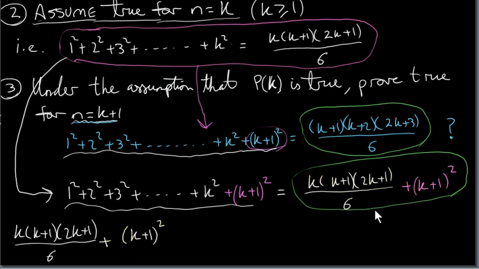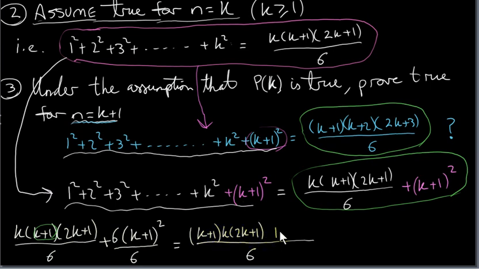So now I've written this thing over here. Notice that we can write k plus 1 squared as 6 times k plus 1 squared over 6, just to get a common denominator. Notice also that we can factorize this k plus 1 out of the numerator. So we're going to be adding the numerators of these fractions because the denominators are the same. They're both 6. So if we factorize out that k plus 1, what are we left with? Well, we're left with k times 2k plus 1 plus 6 times k plus 1.